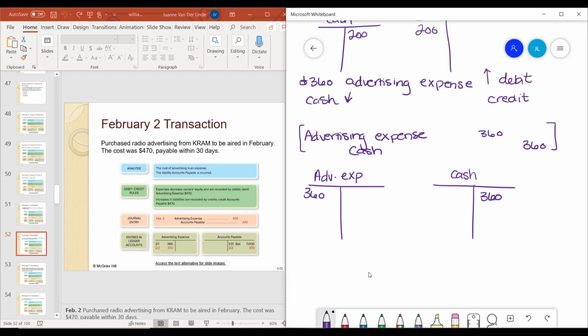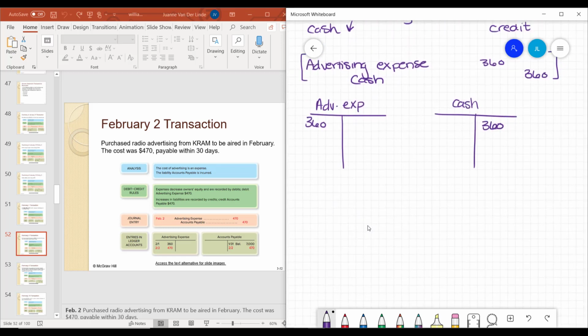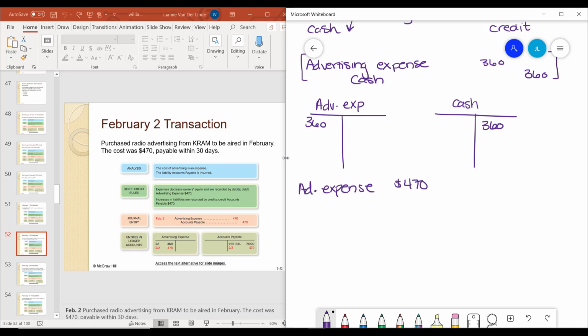Okay, next one. Purchased radio advertising from KRAM to be aired in February. The cost was $470, payable within 30 days. So here we have an ad that's going to be run this month. So another ad expense of $470 this time, but this time we didn't pay for it right away, right? We don't have to pay for it for another month.